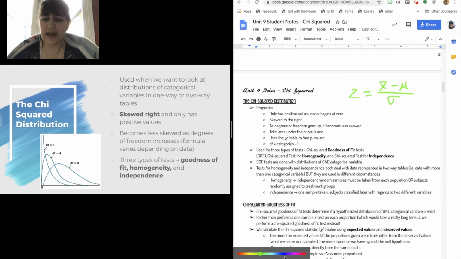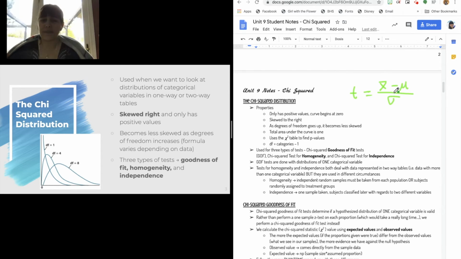Actually, I completely messed that up. Sorry. This should have been a t right here, not a z. With z, you would have used proportions. So let me change that, because that should be a t, not a z. We don't want to get confused, because this stuff actually is on the AP test this year, right?